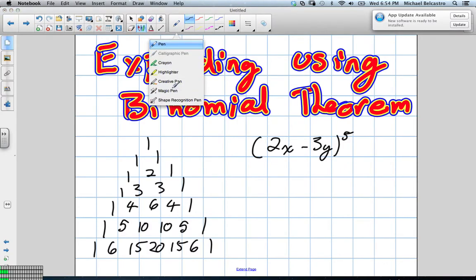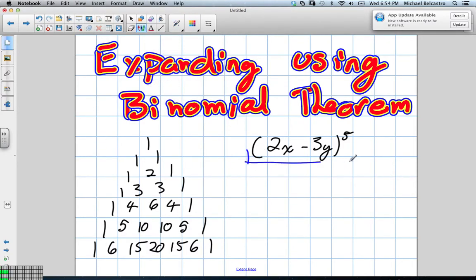Expand using the binomial theorem. Now, we know we can expand this by repeating this pattern and multiplying it by itself 5 times over. That's going to take a lot of work on our part. Another way we can do this is following Pascal's triangle.